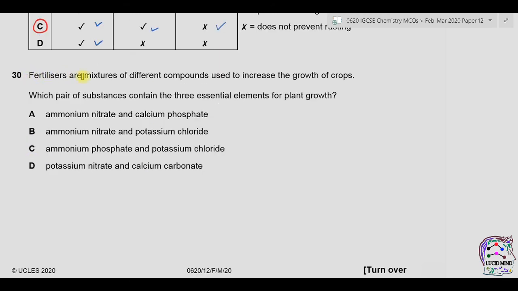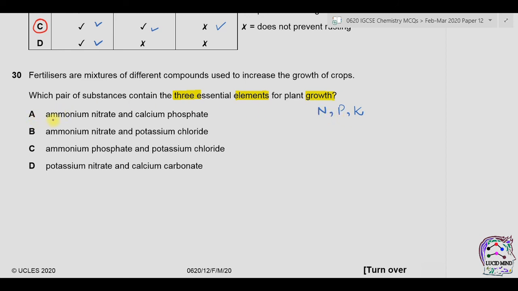Question 30. Fertilizers are mixtures of different compounds used to increase the growth of crops. Which pairs of substances contain the three essential elements for plant growth? Now fertilizers are actually used because of the important elements such as nitrogen, phosphorus and potassium. So therefore these three elements help the plant to grow.